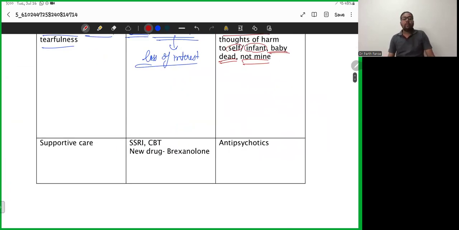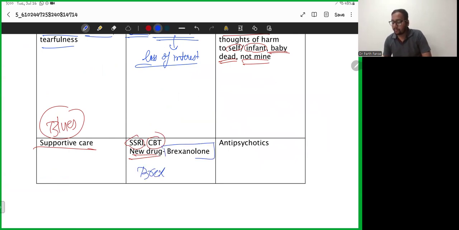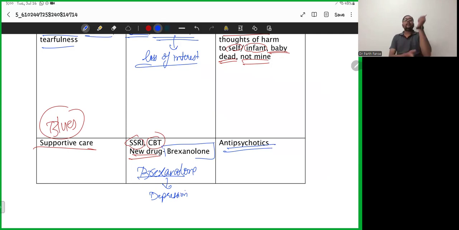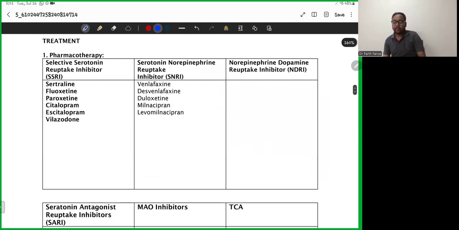How can you treat these diseases? If a person is suffering from postpartum blues, you need to do nothing, just supportive care is more than enough. But if a patient is suffering from postpartum depression, you have to give SSRI, CBT, but there is a new drug in the market, Brexanolone, which is mainly marketed for postpartum depression. Then you have to treat with antipsychotics a lady suffering from psychosis, because we can see psychotic symptoms. So that's postpartum blues, depression, and psychosis. Let's talk about the treatment of depression.